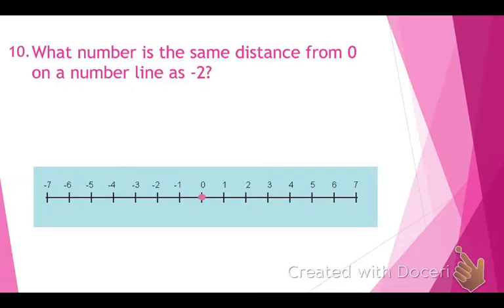Okay, so this question says, what number is the same distance from 0 on a number line as -2? So here is 0. How many hops away is the -2? 2 hops away. What other number would also be 2 hops away from 0? Positive 2. So the correct answer is 2.